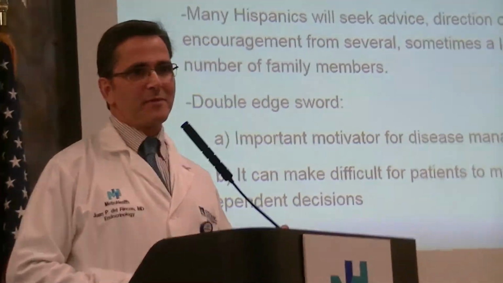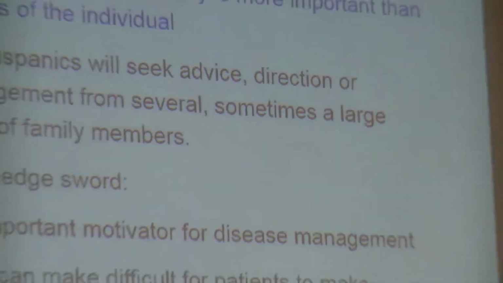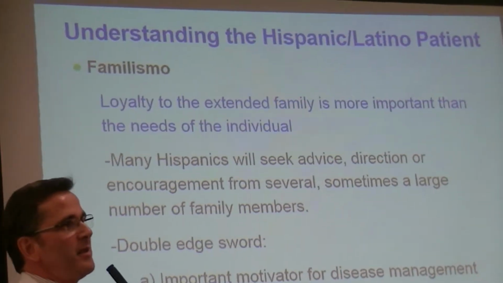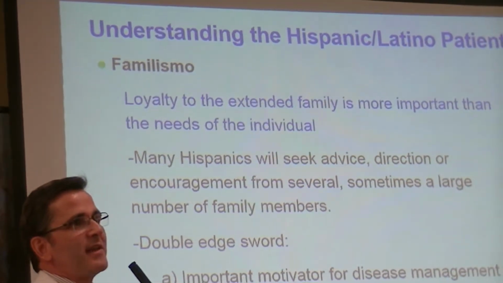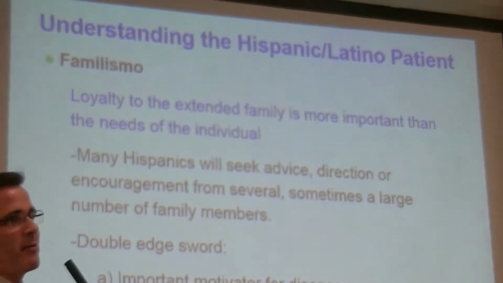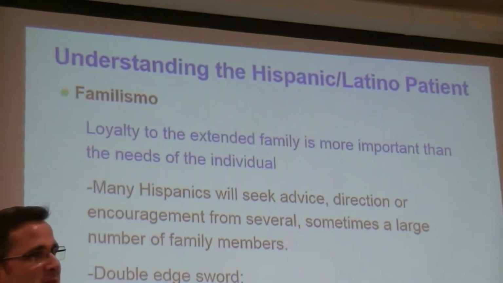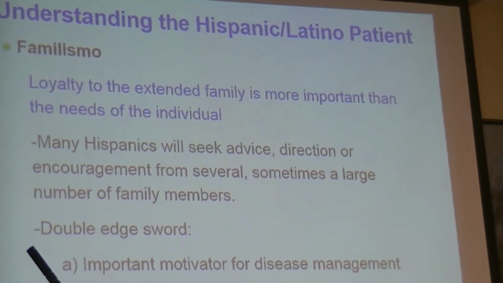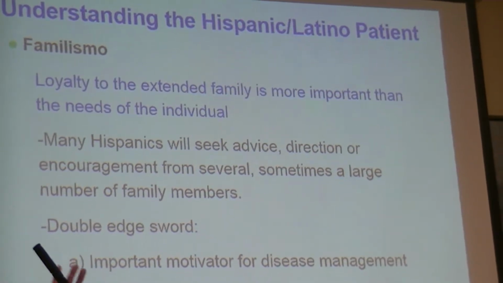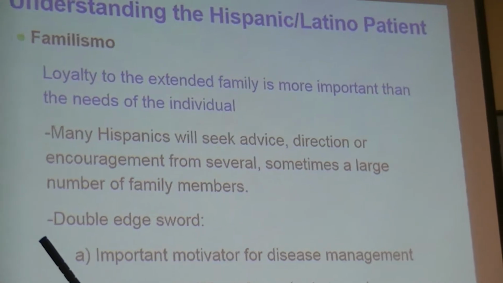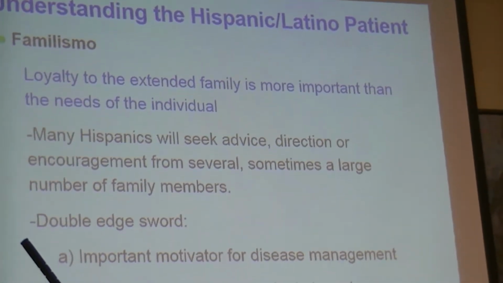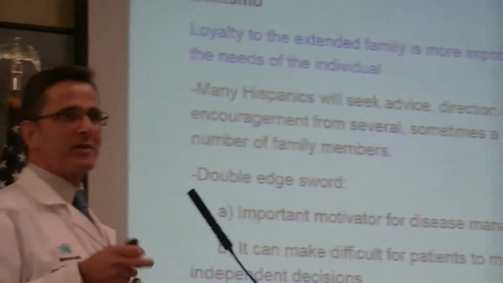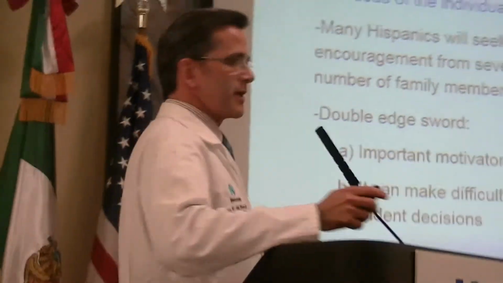Now I'm going to mention some concepts that can be useful for healthcare. So one is that many Hispanics, and some of the residents might have noticed that already in their clinics, you ask the patient to do something, and the patient will try to ask another family member before doing anything. And that's very common, just for taking medications, for doing some changes in health behavior. And that is called familism. So sometimes the individual is not as considered as important as the community, the family. So this can be a double-edged sword. This can be an important motivator for disease management if that family is supportive. But on the other side, it can make it difficult for patients to make independent decisions.